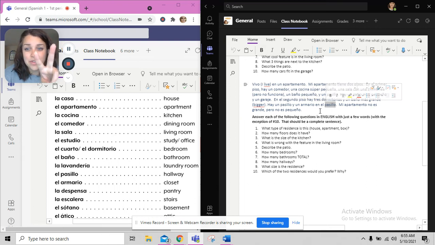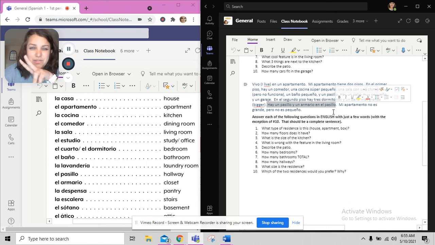And it is here a third time, but I promise you that that one doesn't count, okay? Because this one says there's a hallway and a closet in the hallway. So it's really just describing the same hallway. All right, so how many hallways do we have total?